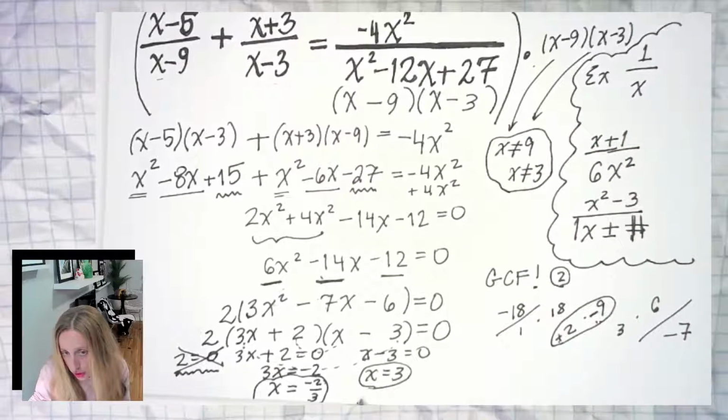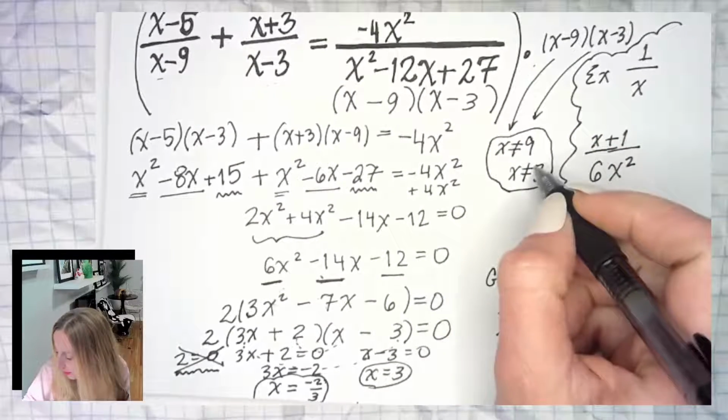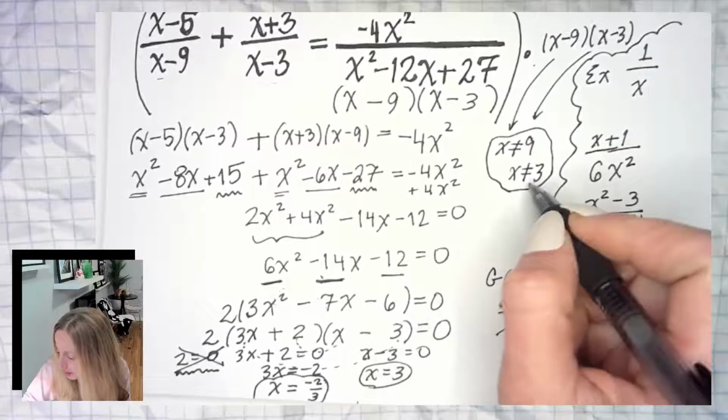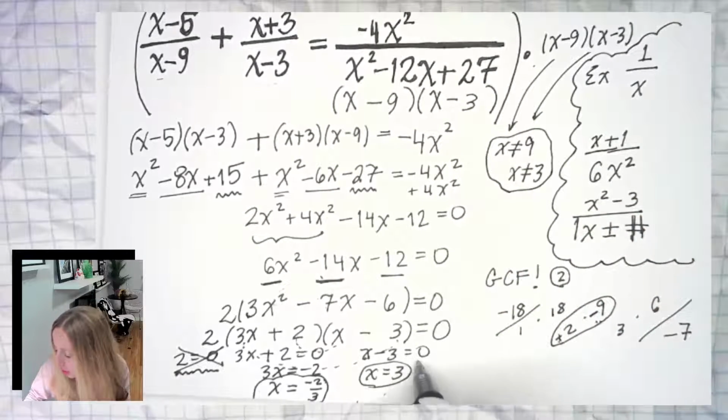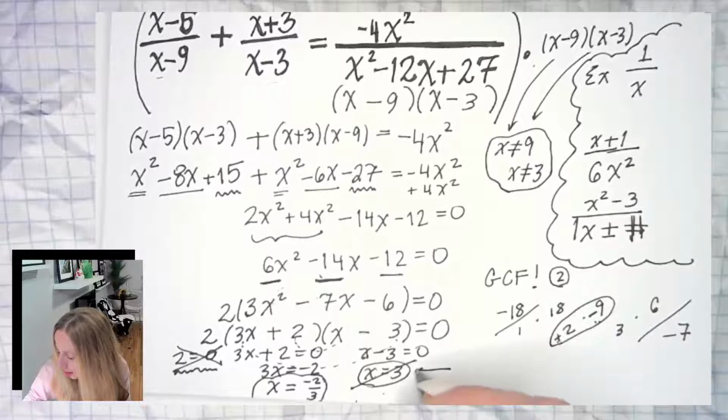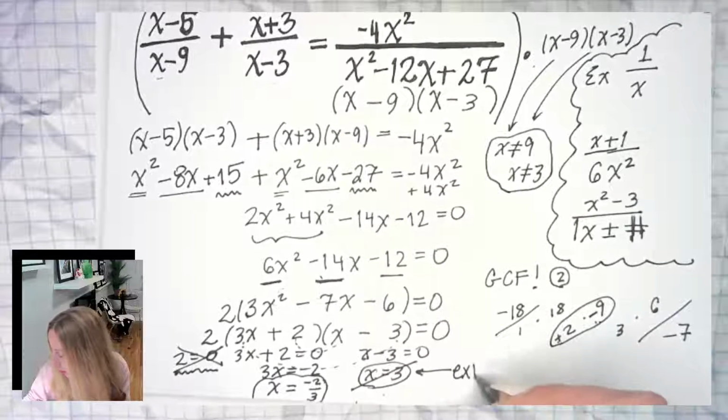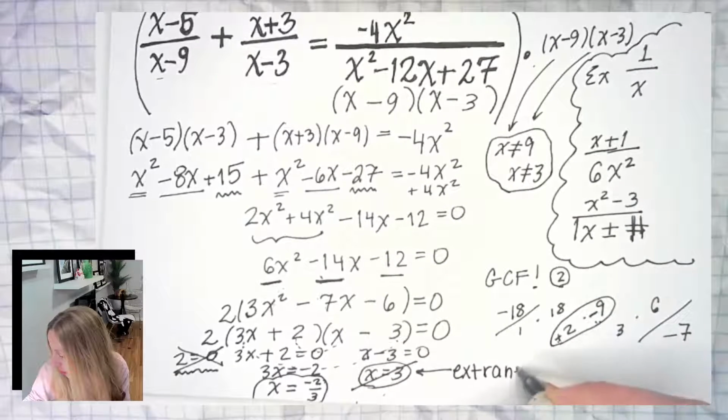Those are our solutions, but wait a minute. X can't be 3, but x is 3. So we're going to draw a line through it. I'm going to draw an arrow. I'm going to label this bad boy extraneous. So that's your extraneous solution.